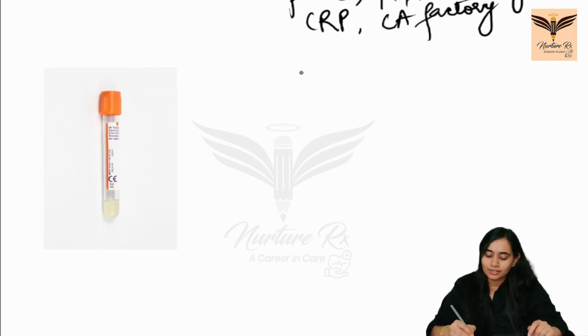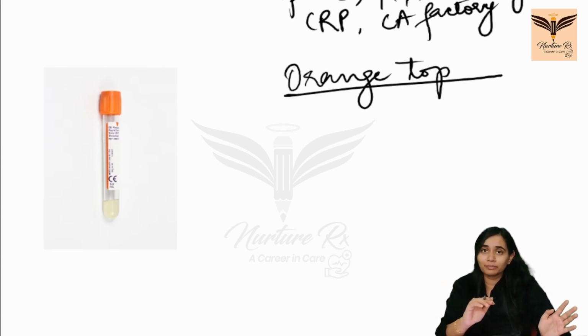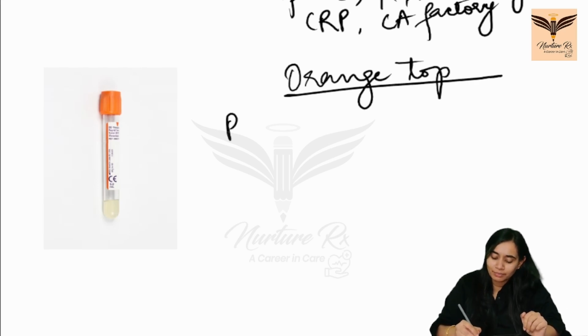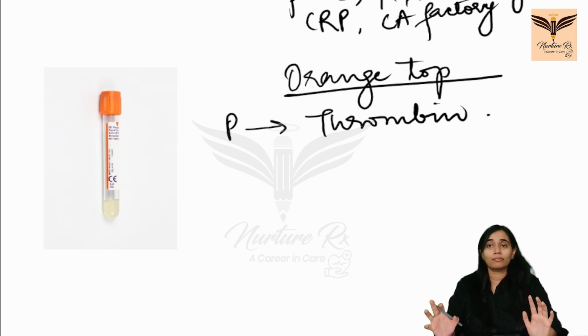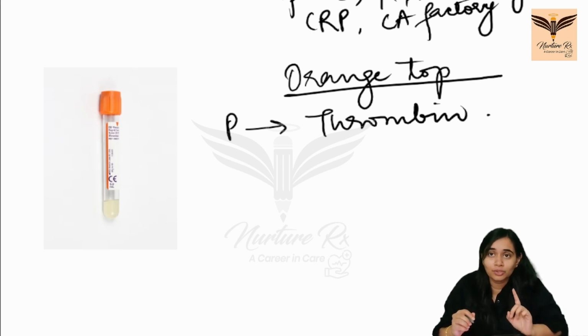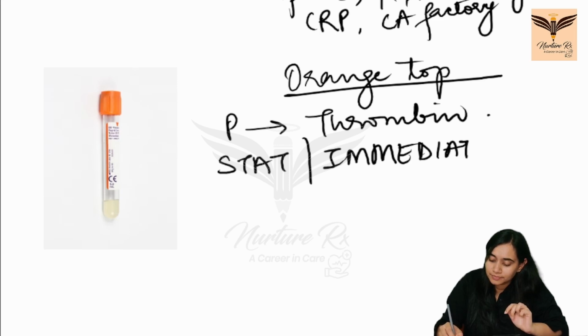Our next vial is orange top. Now, how is orange top different from the previous ones? Orange top has something called thrombin. What is thrombin used for? Thrombin is used to separate serum immediately. Now, what is the word that you would be looking for in the question? It is stat or immediate or emergency.